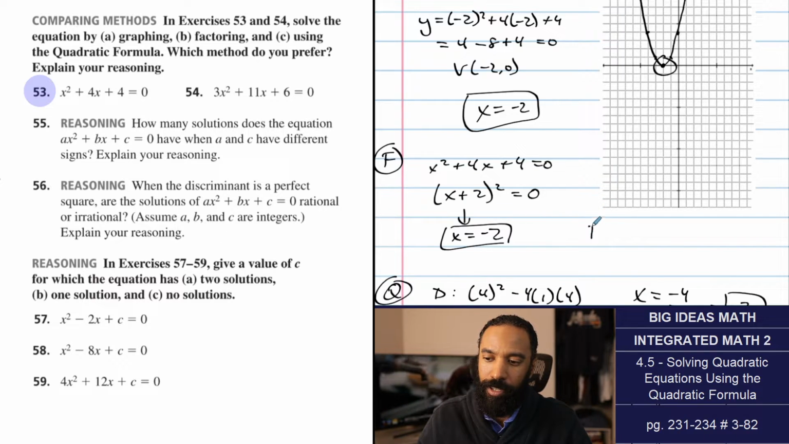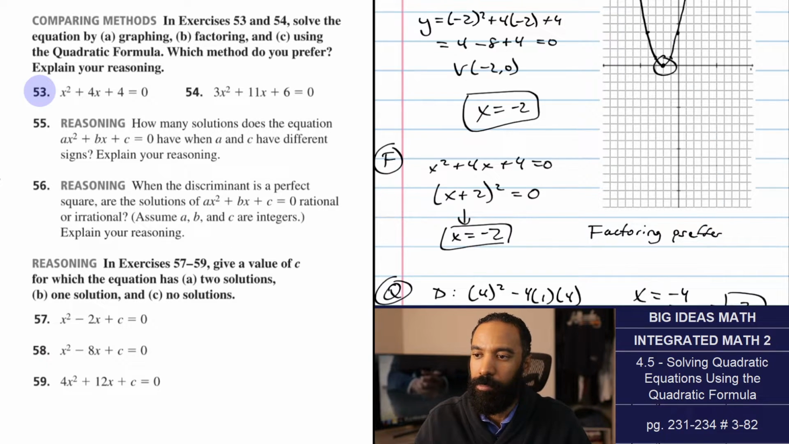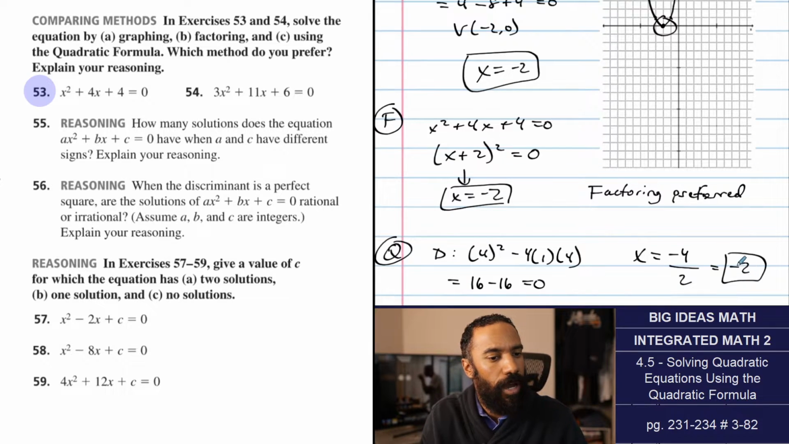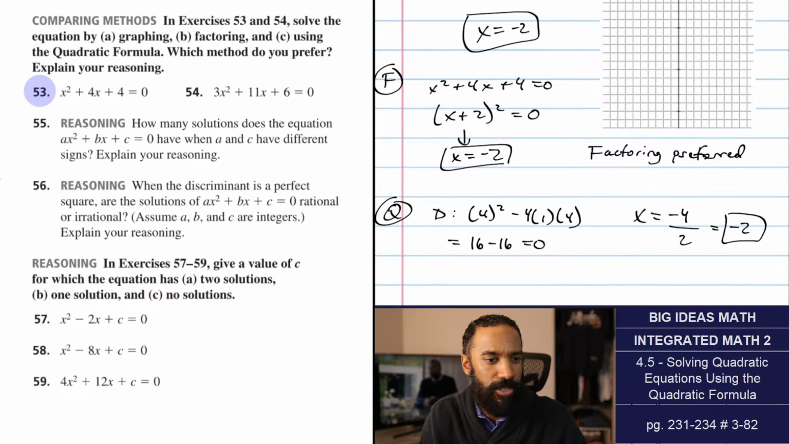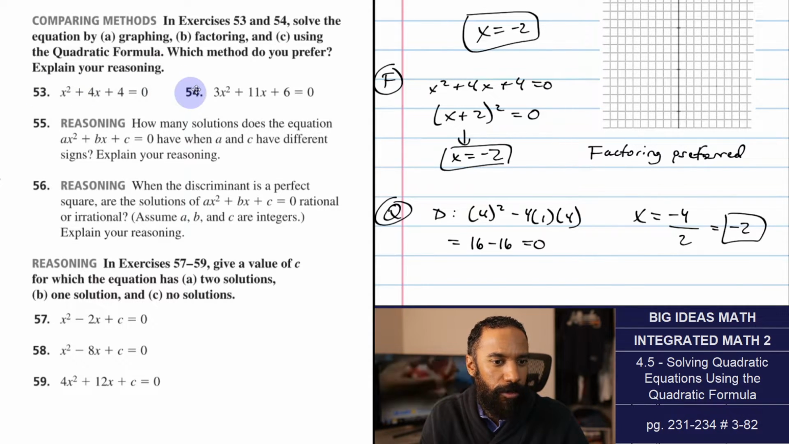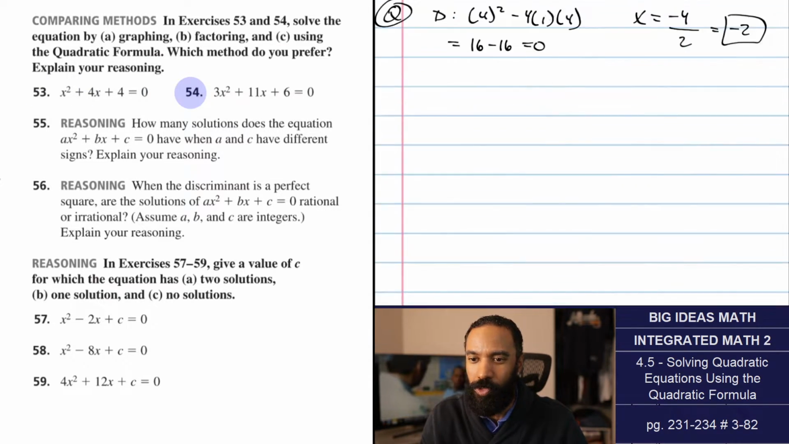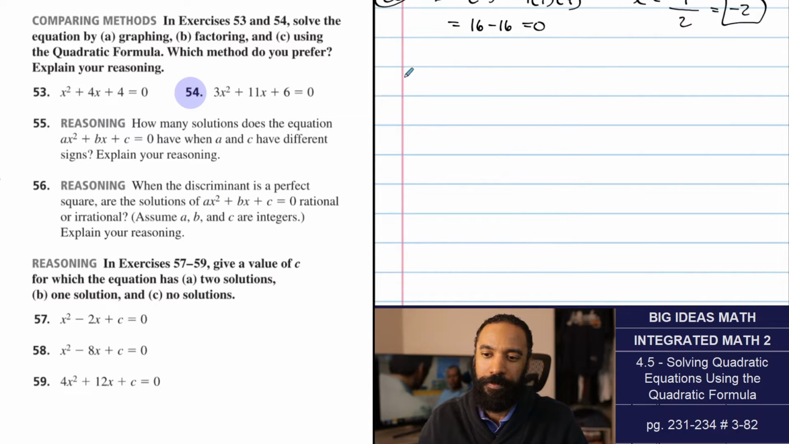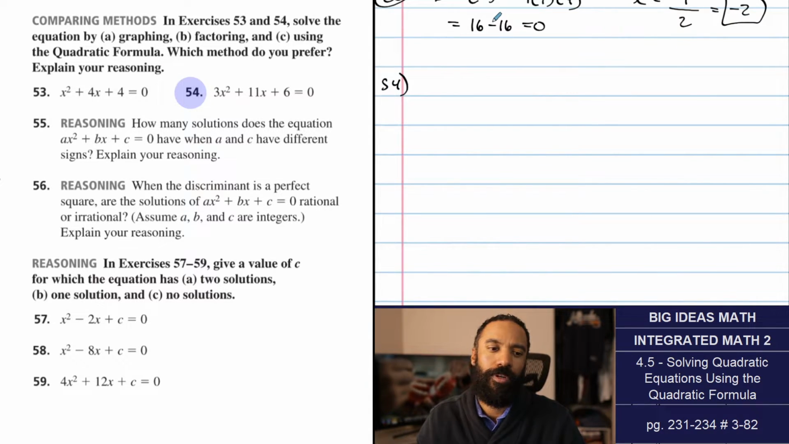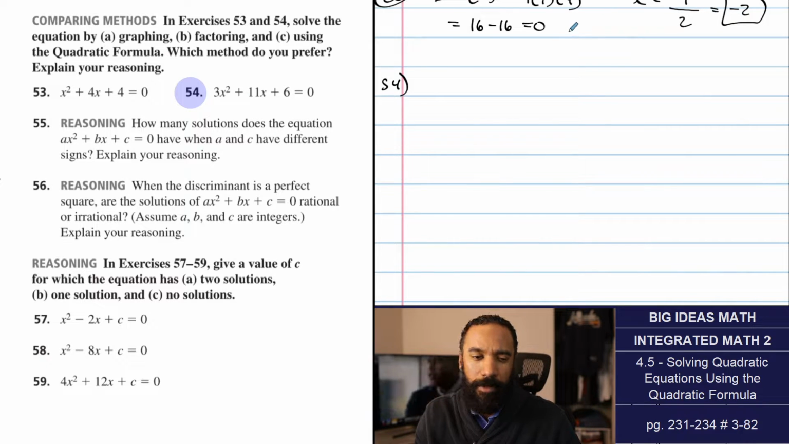Factoring preferred. It's easiest. It's fastest. Not for everybody. Preferred does not have 2 F's. No, it's just fastest. This is how I'm working it out. Again, if it's factorable, I'm going to say factoring's preferred for this one as well. But number 54. Oh, they're not making me graph this.